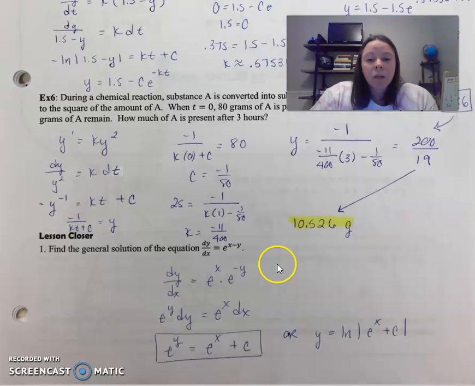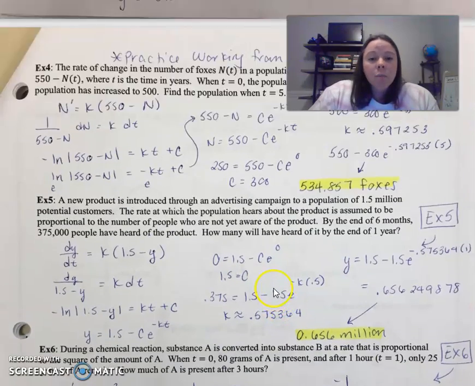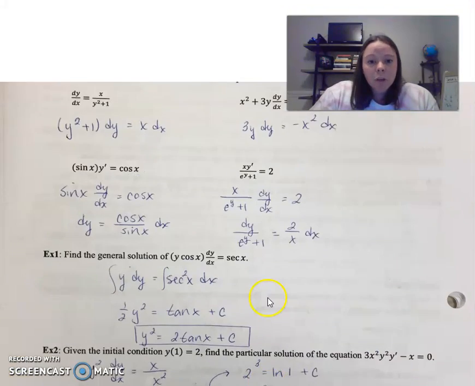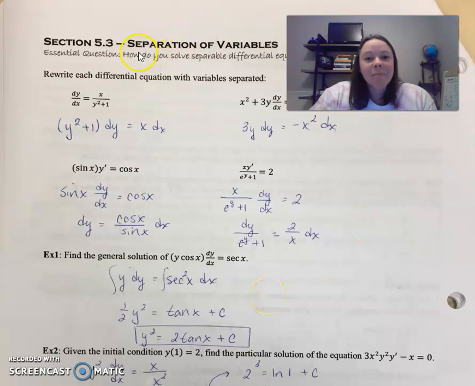Now you're able to do the antiderivative of both sides. Okay, just make sure you're doing your homework. And again, I'm going to emphasize it one more time. Make sure you show me that very important separation of variables step. Let me know if you have any questions.